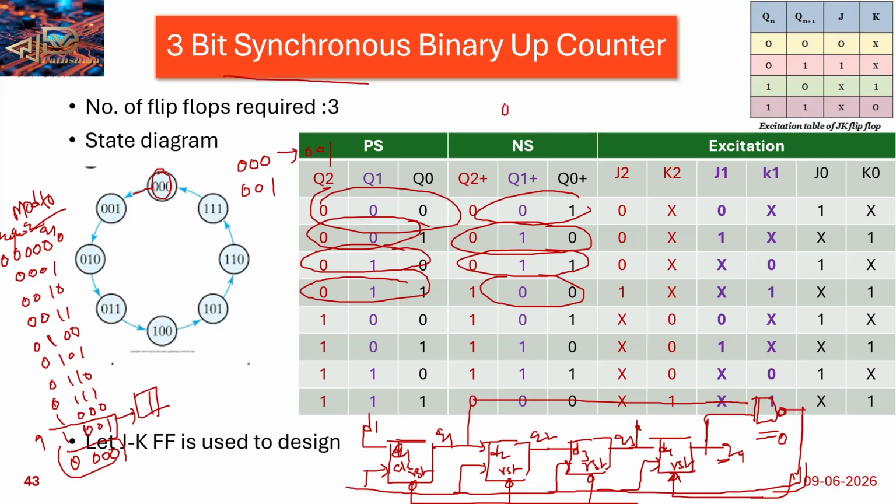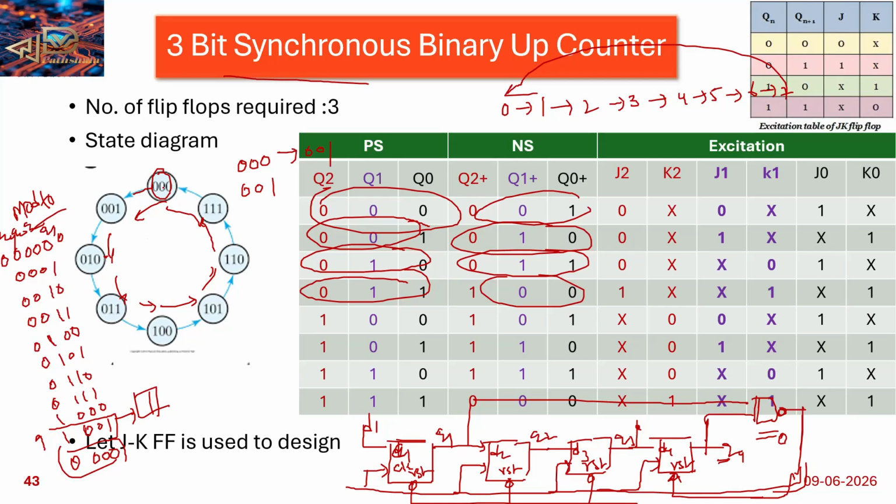That means 0 goes up to 1, 1 goes up to 2, 2 goes up to 3, 3 to 4, 4 to 5, 5 to 6, and 6 to 7. Then whenever it reaches 7, it goes again to 0. That is the state diagram I have shown here: 0 to 1, 1 to 2, 2 to 3, 3 to 4, 4 to 5, 5 to 6, 6 to 7, and again 0. This is the up counter.